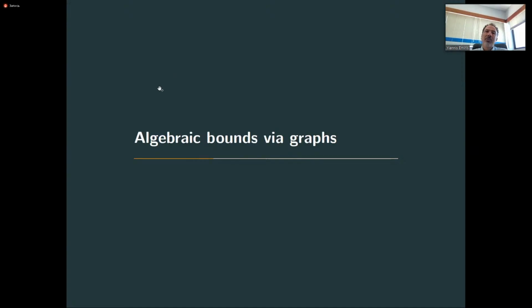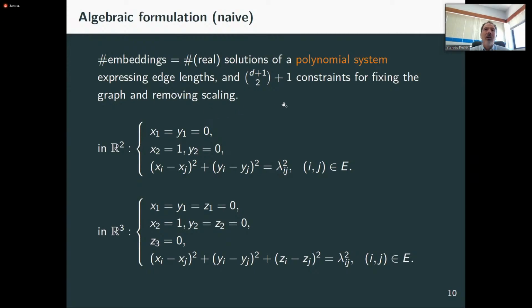Okay, let's see the connection of algebraic systems and graphs, because I talked about graphs right now. So this is the polynomial system I already mentioned. It's the naive approach. Let's see what happens in 2D. I fix 3 coordinates to be 0, and to avoid scaling, I can fix one length to be 1.